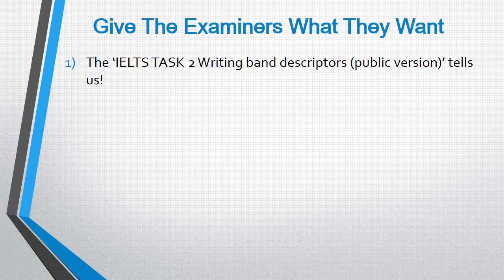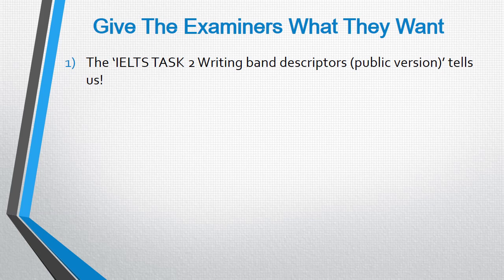In order to score a band 7, it's important that we give the examiners exactly what they want. But how do we know what the examiners want? Well, there is something called the IELTS Task 2 Writing Band Descriptors public version. And these actually tell us what the examiners are looking for, and they tell us what we need to do for each band.